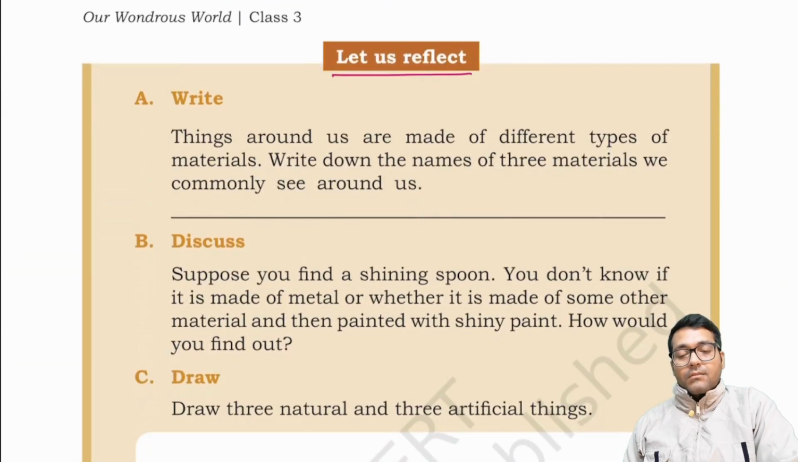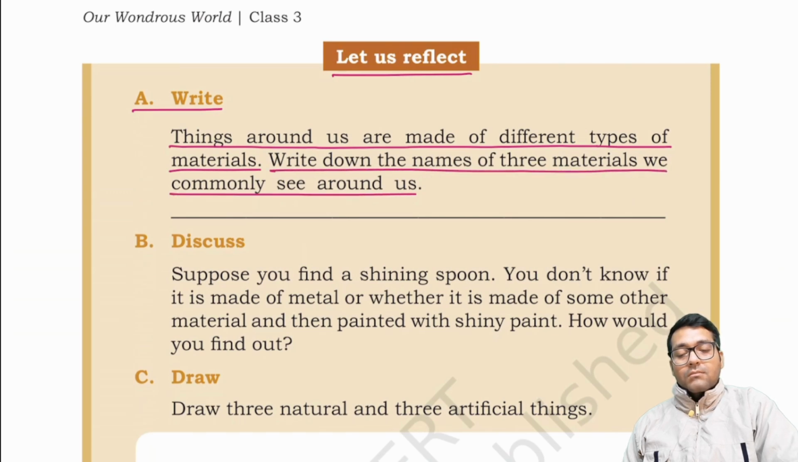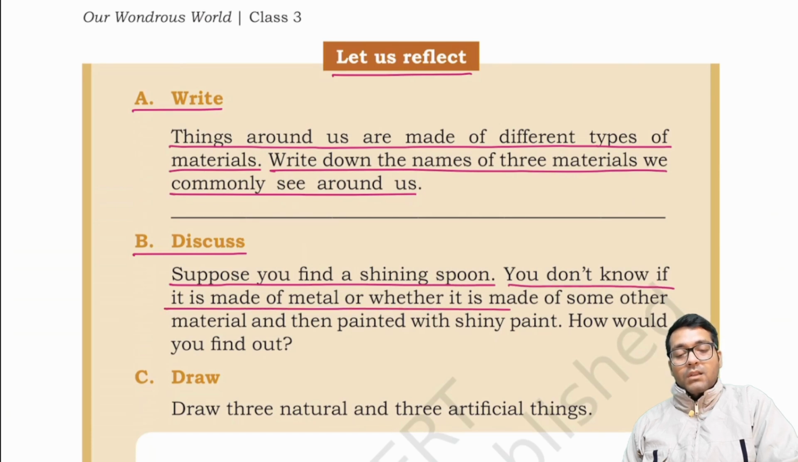Let us reflect. A. Write. Things around us are made of different types of materials. Write down the names of 3 materials we commonly see around us. B. Discuss. Suppose you find a shining spoon. You don't know if it is made of metal or whether it is made of some other material and then painted with shiny paint. How would you find out?